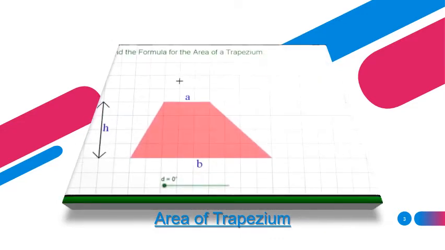And a trapezium is basically a four-sided shape, so it's a quadrilateral with one pair of parallel sides. And in this case the parallel sides we've labelled A is that top one and B is the bottom one. Now the only other letter that we use is H, that is the perpendicular height. Now it's not the sloped height, it has to be the perpendicular height of the trapezium.